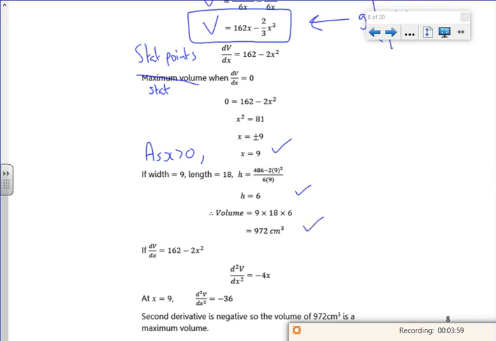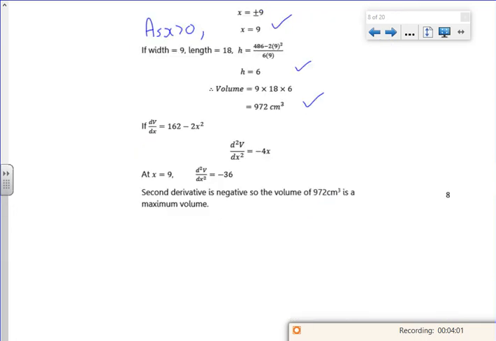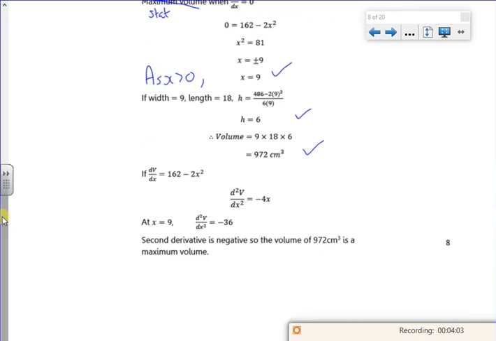Got that. Right, now then, I need to check if it's a max or min. So if I differentiate it again, I get minus 4x. If I put 9 in, I get minus 36. So it's telling us that because it's less than 0, it's a maximum volume.